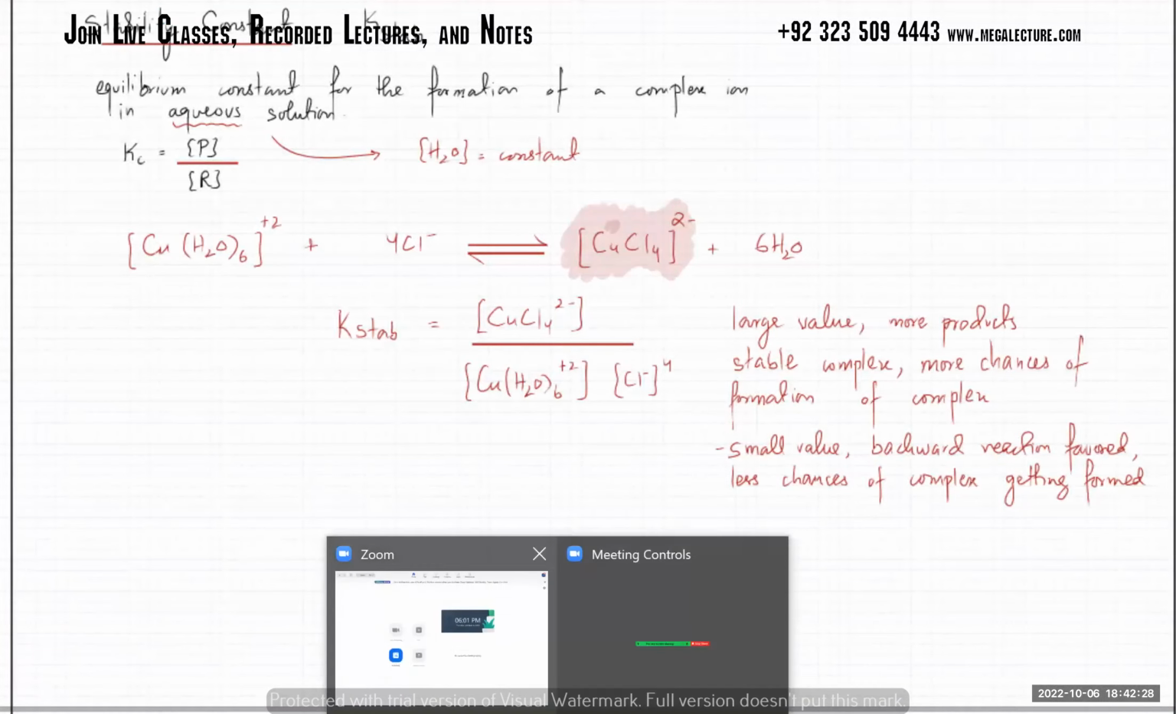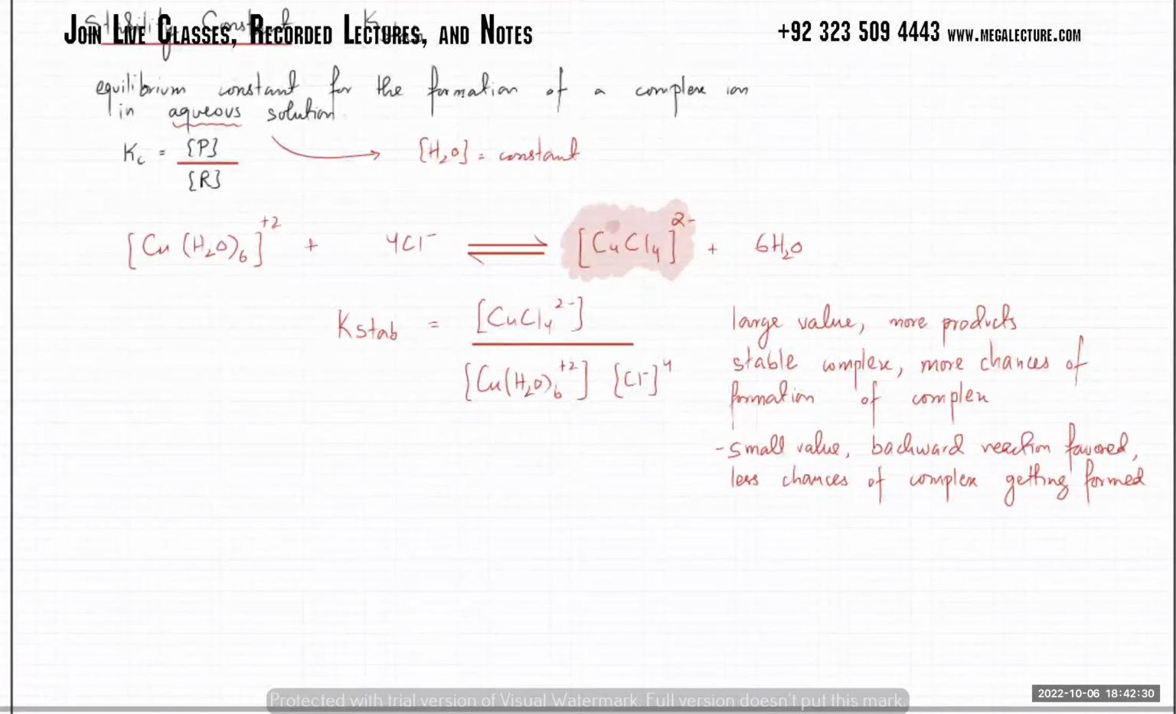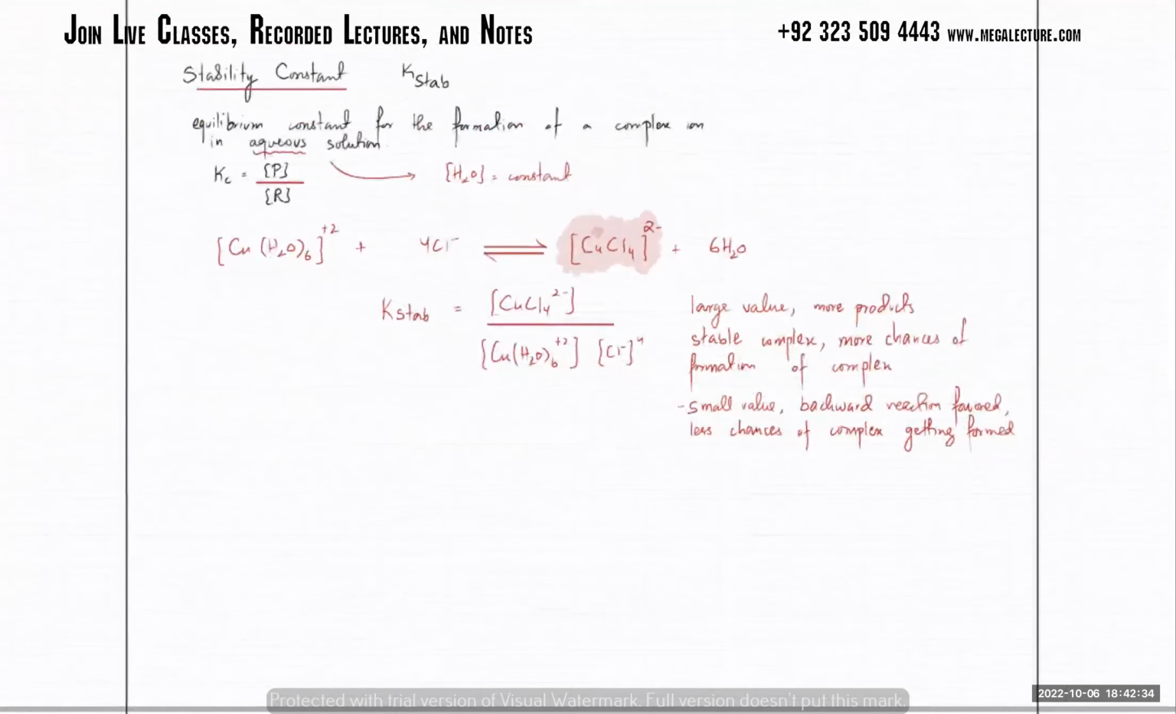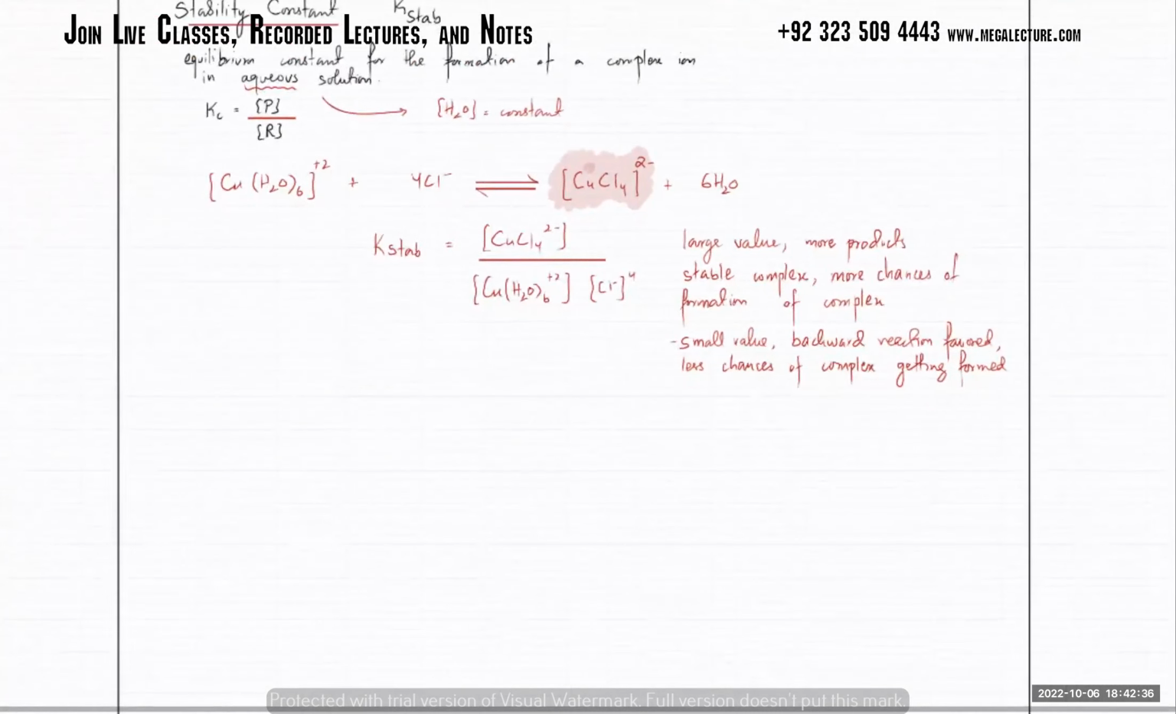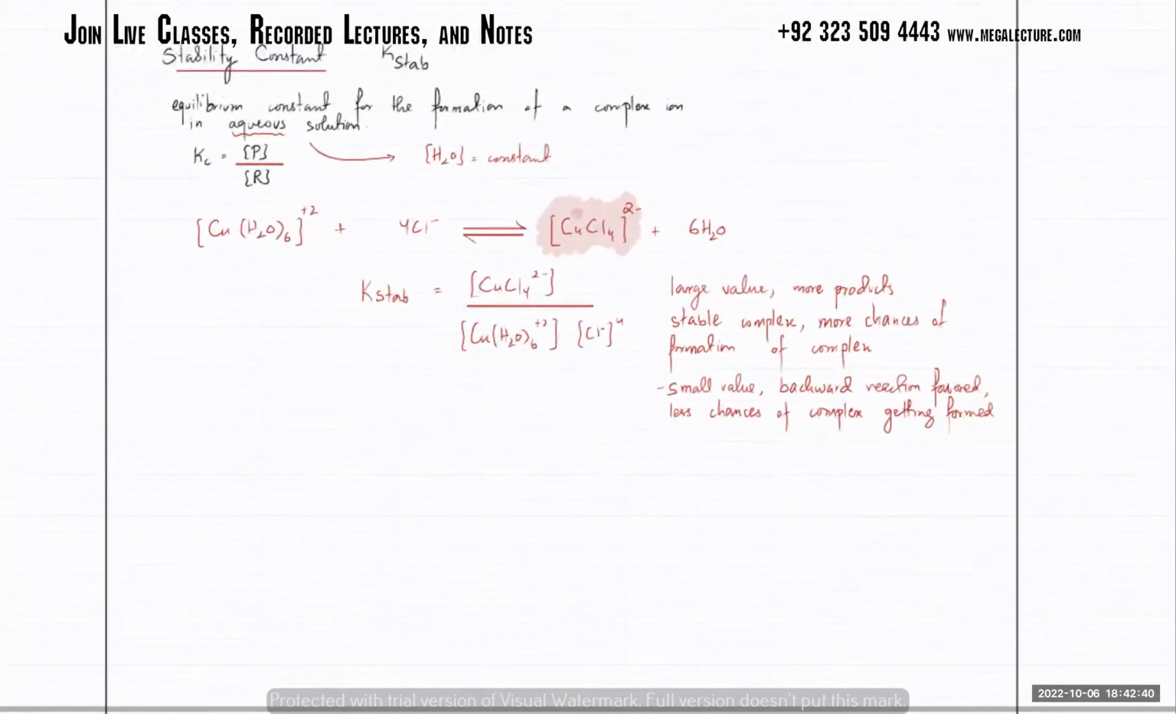ठीक है. Is this clear? स्टेबिलिटी कांस्टेंट. बाकी पास पेपर प्रैक्टिस करेंगे उसमें देखते हैं. So simple idea. ठीक है. There is no complication. This is stability constant. Every complex is going to have a stability constant value.